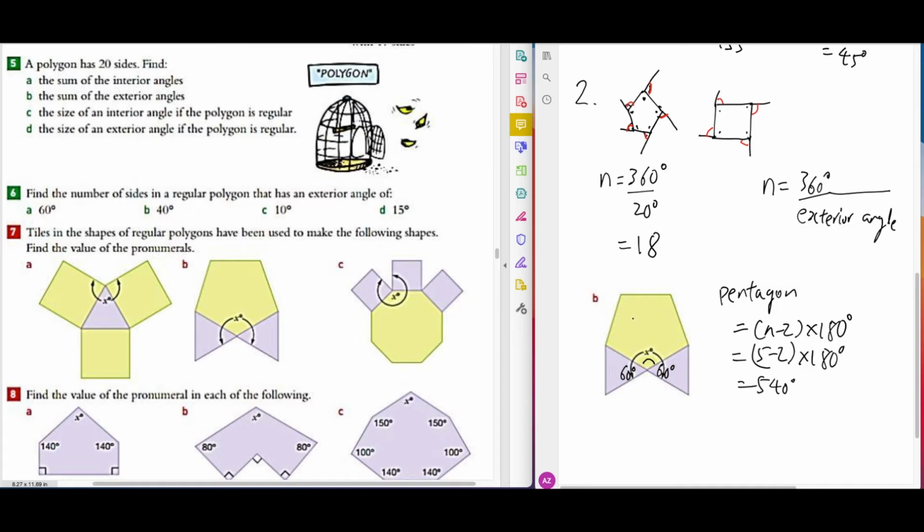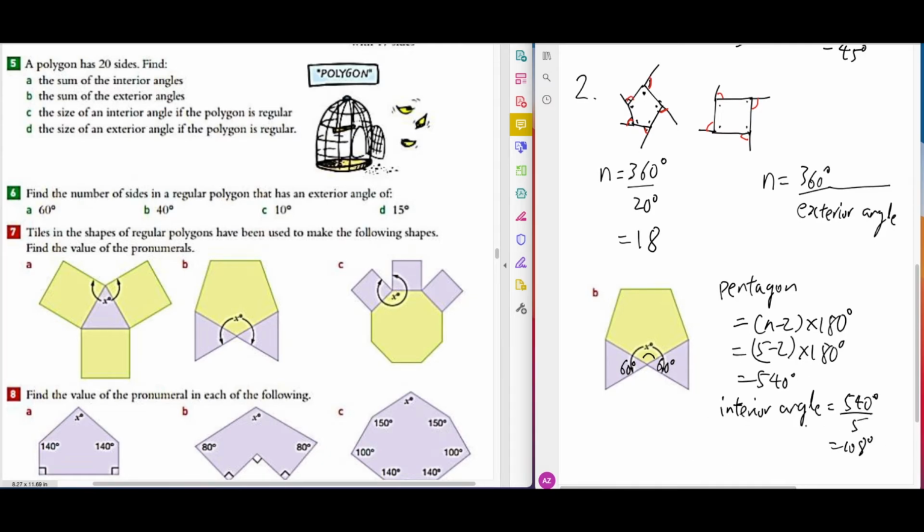Now 540 degrees represents all the angles combined. So if you want to work out one of them, it's an interior angle, which is equal to 540 divided by 5, right? And what is this equal to? 108 degrees, as we probably worked out in our previous example.